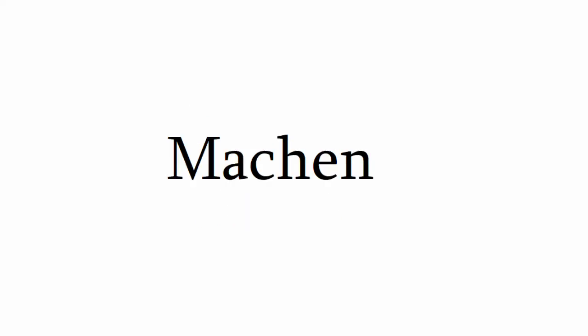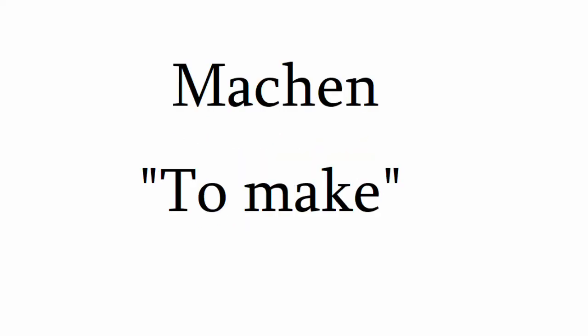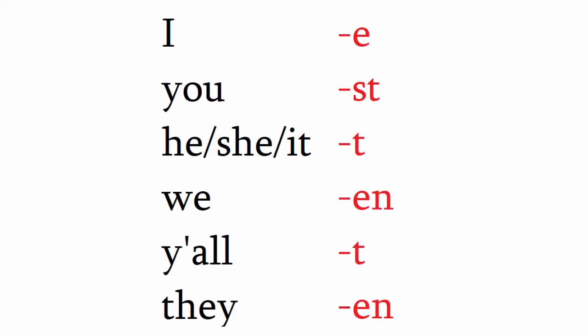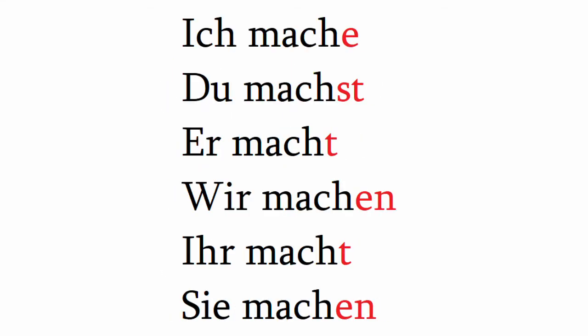For present tense verbs, there's a pretty simple pattern that most verbs follow. First, you take the infinitive verb and you remove the en ending. For this example, we're going to be using the verb machen, which means to do or to make. So we take off the en ending and we get mach. Then we add the ending that corresponds with the person. Ich mache, du machst, er macht, wir machen, ihr macht, and sie machen.